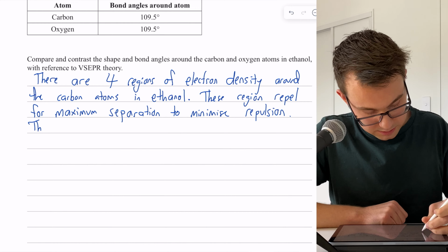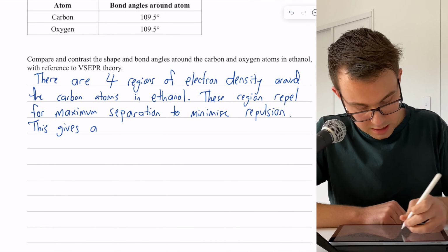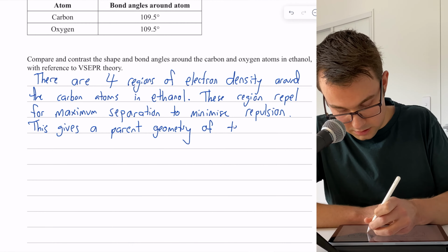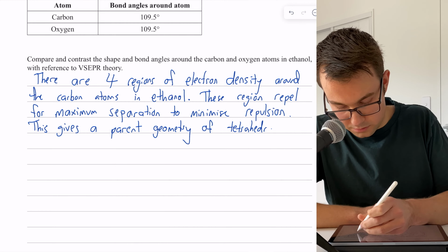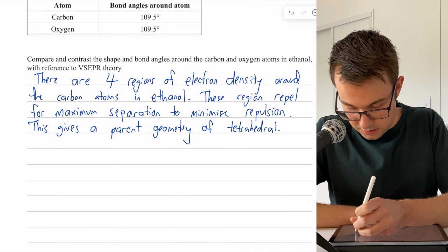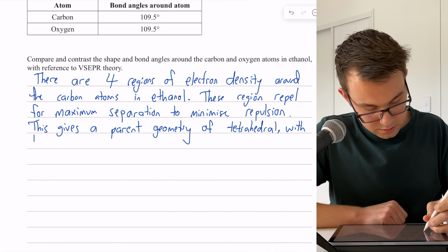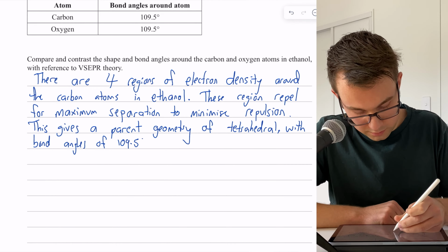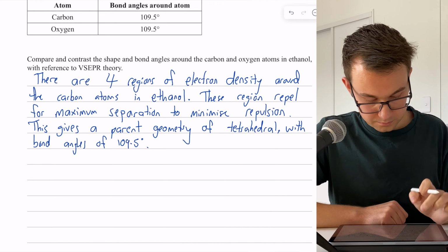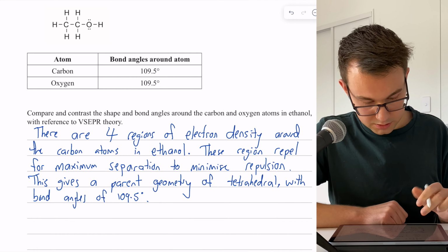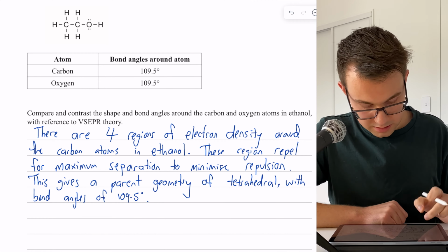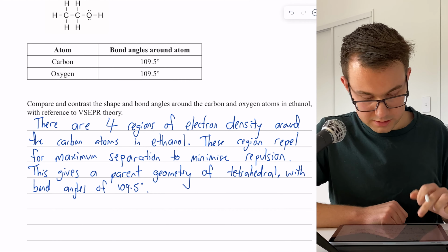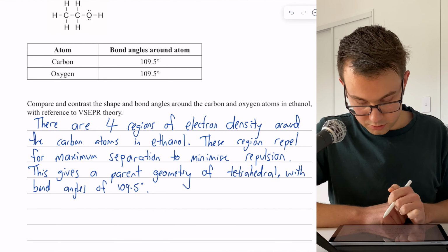Now we say this gives a parent geometry of tetrahedral. Yes, it does. With bond angles of 109.5 degrees. Awesome. Now, is that making sense? Yes, it is. We've got 4 regions of electron density around the carbon atoms. These regions repel for maximum separation to minimize the repulsion. This gives a parent geometry of tetrahedral.